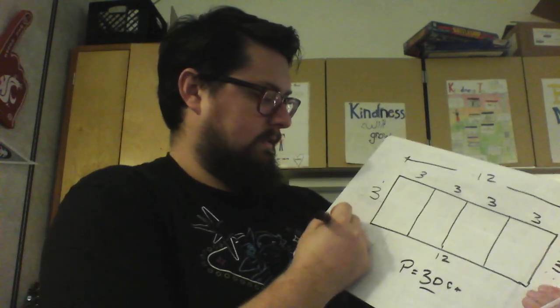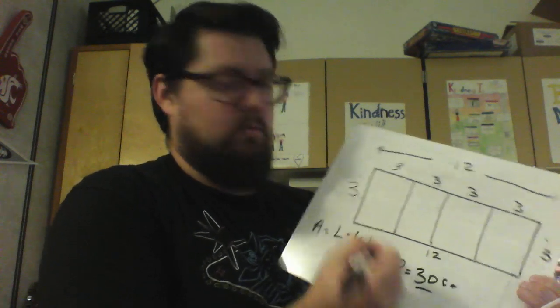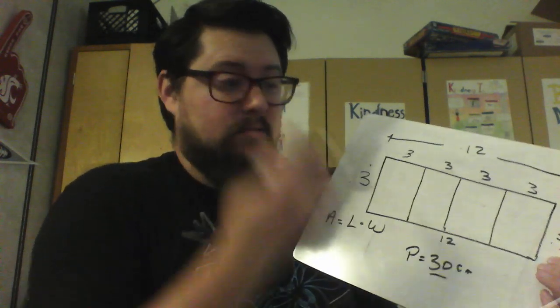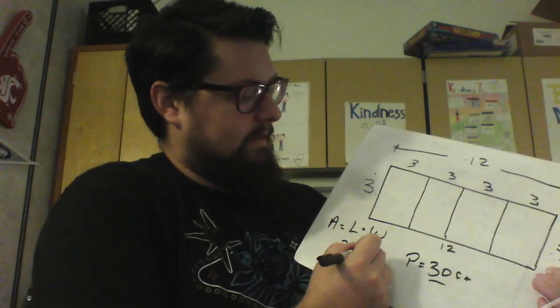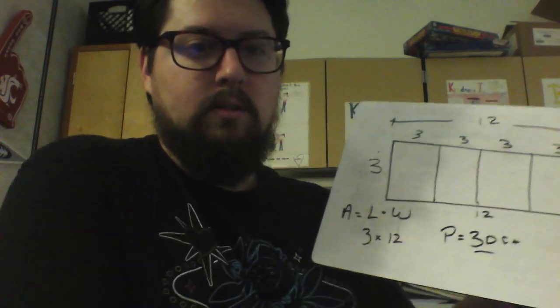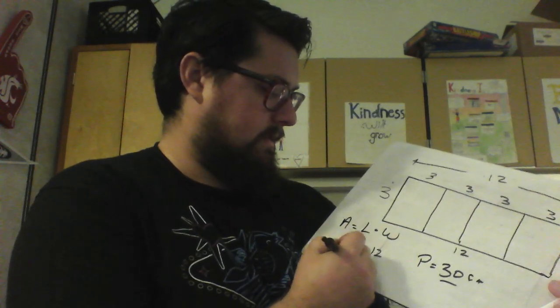Area equals length times width. The length is 3. The width is 12. The area is 3 times 12. Area equals, oh geez, how am I going to do this? Should I count it by 3s or should I count it by 12s? Do it however makes sense to you.